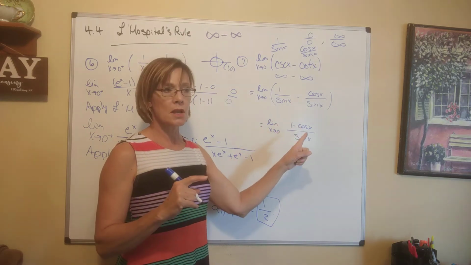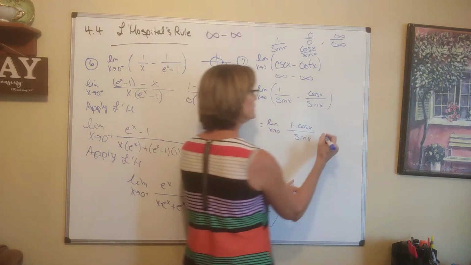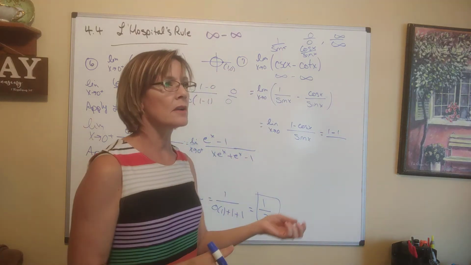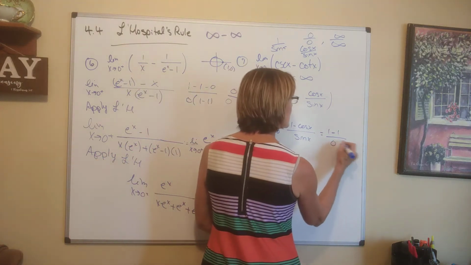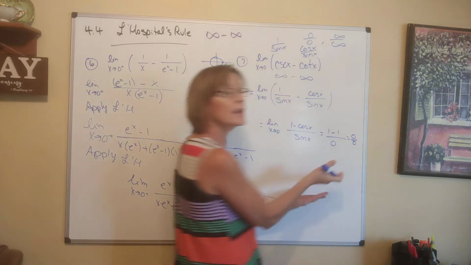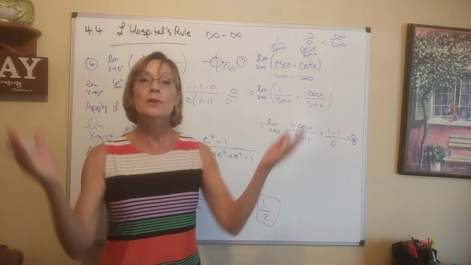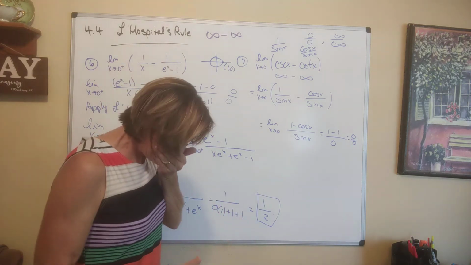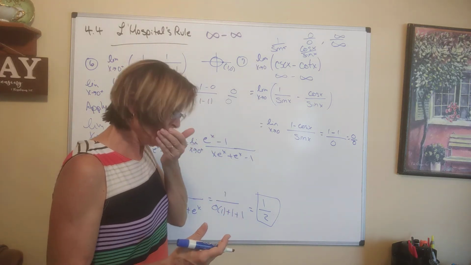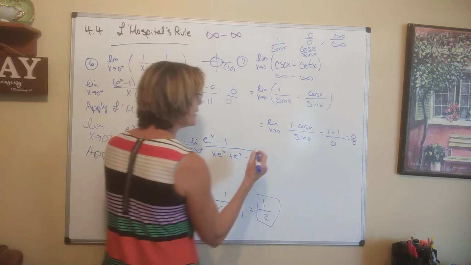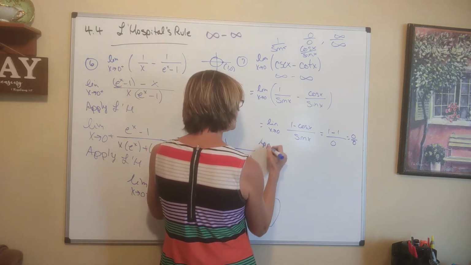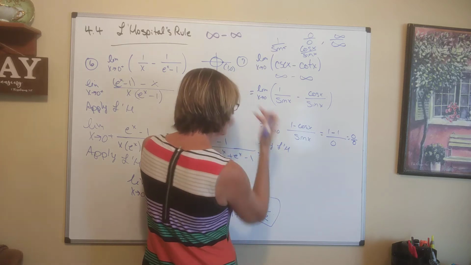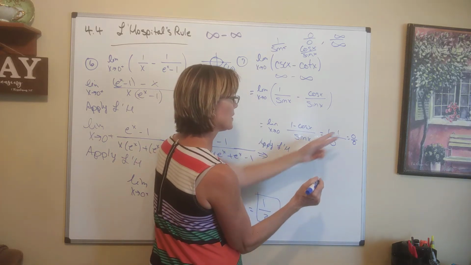1 minus the cosine of 0 is 1 minus 1, over the sine of 0, which is 0. We're looking at a 0 over 0. We're looking at the indeterminate form 0 over 0, so we can use L'Hopital's rule. So let's do it. Okay, so we're going to apply L'Hopital's rule. Once we do that, it met the conditions.